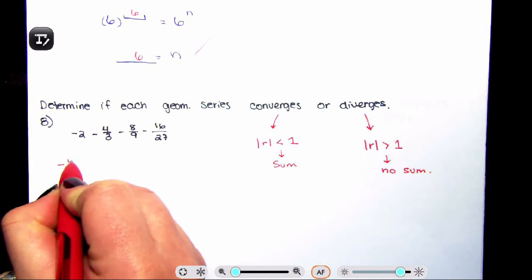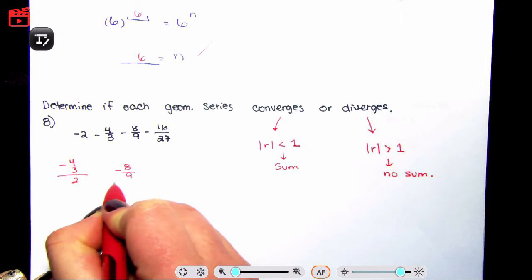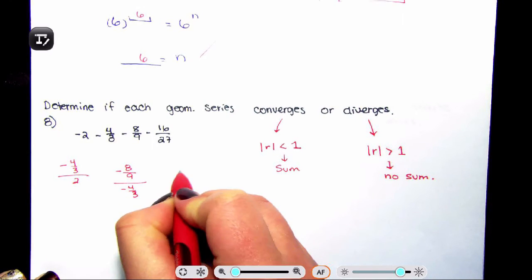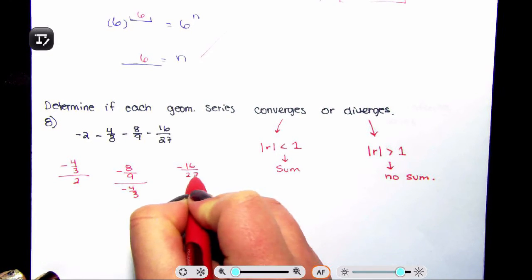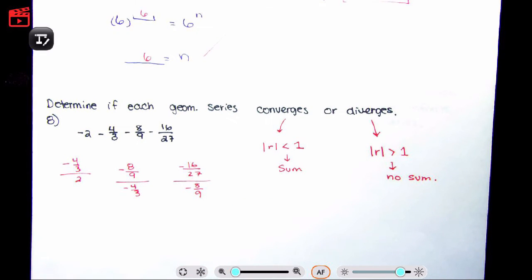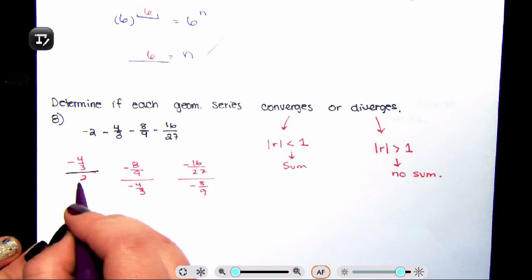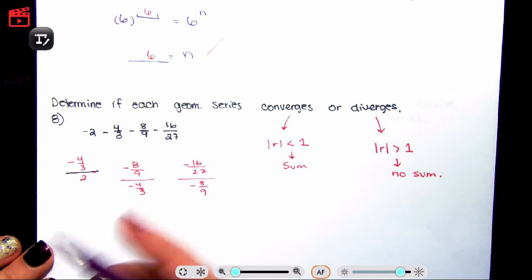We're going to take -4/3, divide that by 2. We're taking -8/9, divide that by -4/3. And we're going to take -16/27 and divide that by -8/9. Now, if you don't have a calculator that does fractions for you, you can do this by hand. I think it might be quicker for us to do it by hand than me typing all of that in. Dividing by fractions means we're going to multiply by the reciprocal.